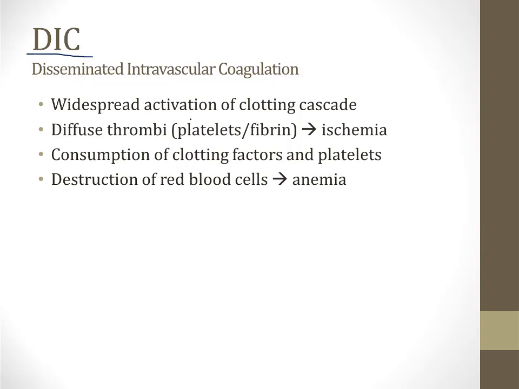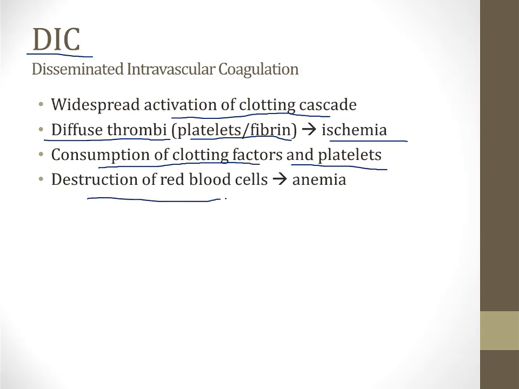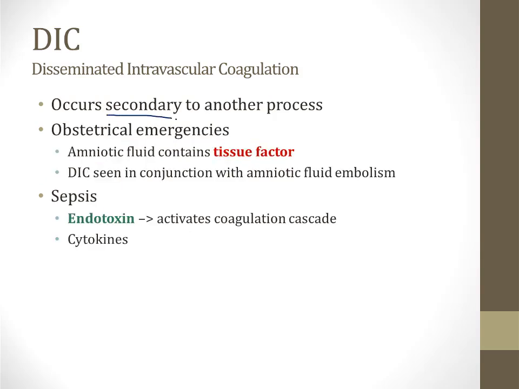This involves widespread activation of the clotting cascade, leading to diffuse thrombi, and in contrast to TTP, the thrombi in DIC contain both platelets and fibrin. This leads to ischemia. It also leads to the consumption of clotting factors. So as we will see, the PT and the PTT get very prolonged in DIC. In addition, the platelets are consumed much like they are in TTP, and you get low platelets. And then finally, because of the clots formed in small blood vessels, there is microangiopathic hemolytic anemia and destruction of red cells.